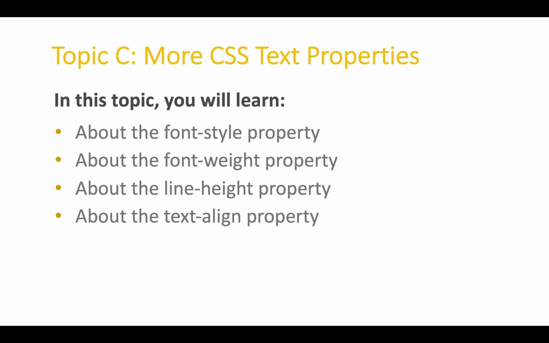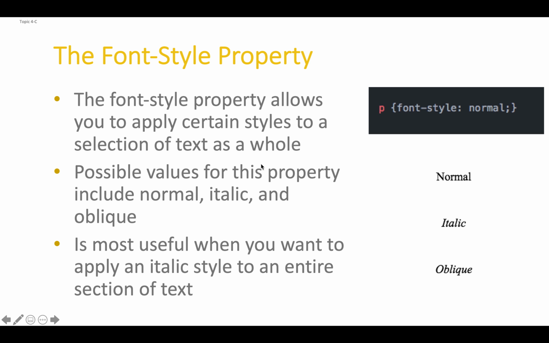Okay, there are some other options within font styling. You can use the font style property. That allows you to apply certain styles to a selection of text as a whole. Possible values for this property include normal, italic, and oblique. It is most useful when you want to apply italic style to an entire selection of text.